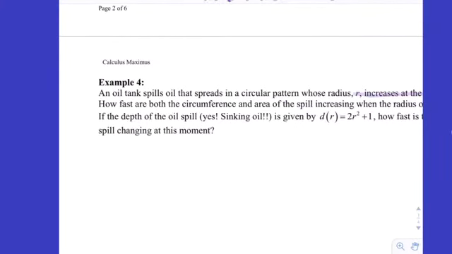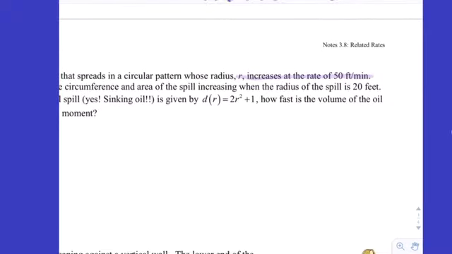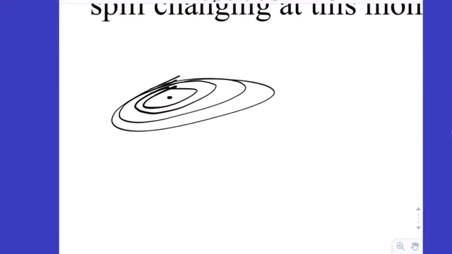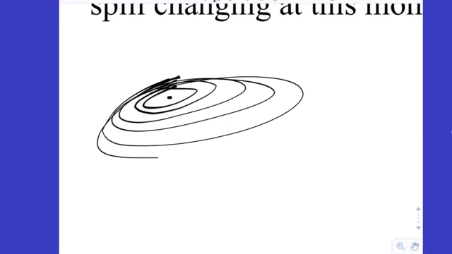How fast are both the circumference and the area of the spill increasing when, there's your snapshot moment, when the radius of the spill is 20 feet? All right, let's draw a picture of an oil spill. Yeah. So it's spilling out. I'm just going to do kind of, there's the center of the spill. It's emanating out, so I'm kind of using some of my Art 1 skills.